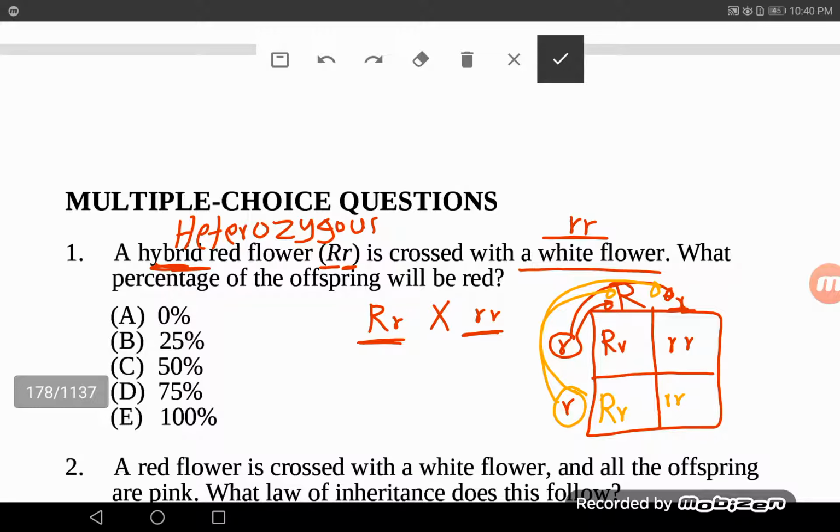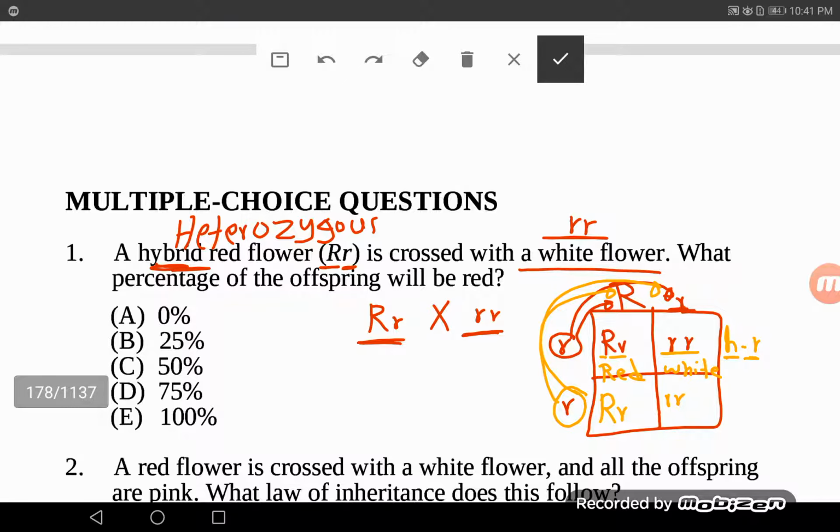Now let us come to the color of the flowers, or the phenotypes. The letters that we are seeing are the genotype. The first is heterozygous, and the phenotype will be red. Here the genotype is homozygous recessive. Why do we call it homozygous? Because both alleles are the same. Both of them are recessive, or both of them are small. So we call it homozygous, and the type is recessive. This is the genotype. What about the phenotype? The phenotype of the flower will be white.